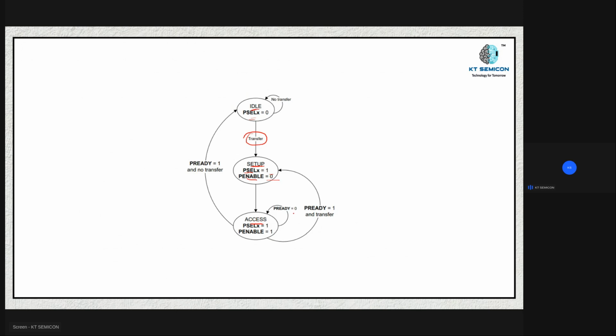And if our PREADY is equal to 0, we will stay in the access phase only. But if our PREADY is equal to 1, we go to the setup phase. And if our PREADY is equal to 1 and no transfer is required, we go into the idle phase. So this is how a transfer is going to happen.